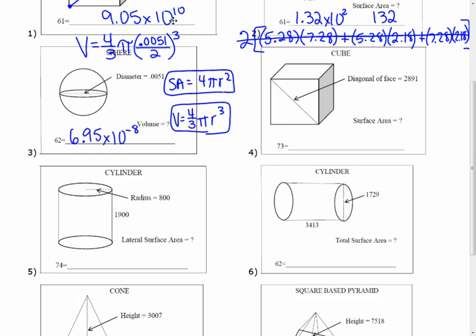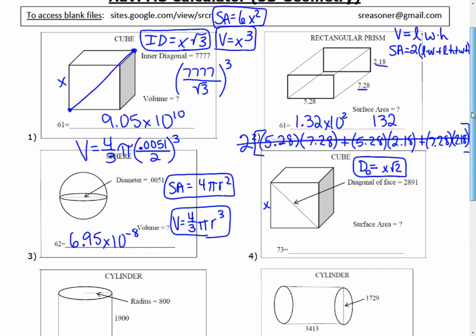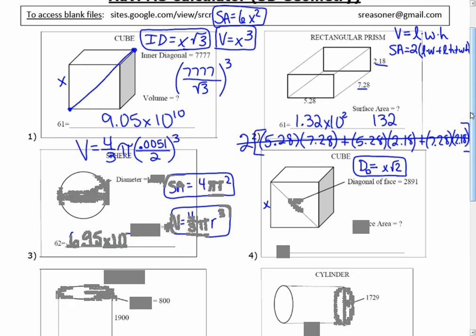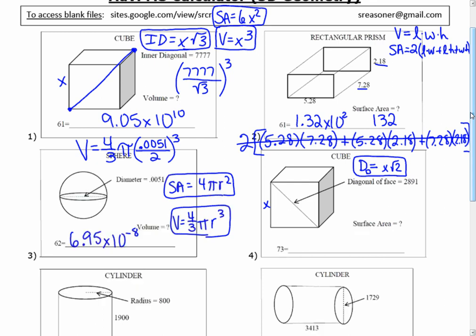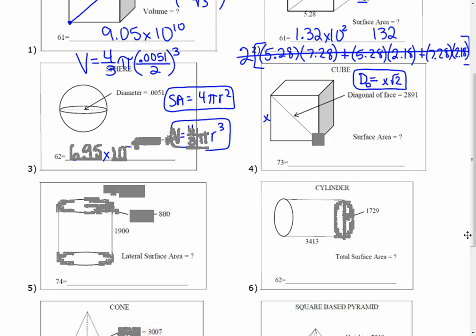We come back to another cube. This time they give us the diagonal of the face, which is just a square. So we have the diagonal of a square. That's just our side times the square root of 2. So if it was the inner diagonal of a cube, it was x times the square root of 3. A cube is 3-dimensional. And then for a square, the diagonal is x times the square root of 2. A square is 2-dimensional. So you can use that to help you remember.